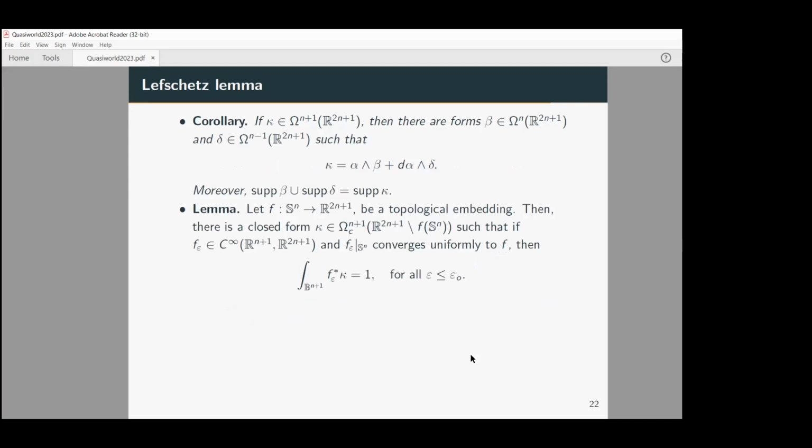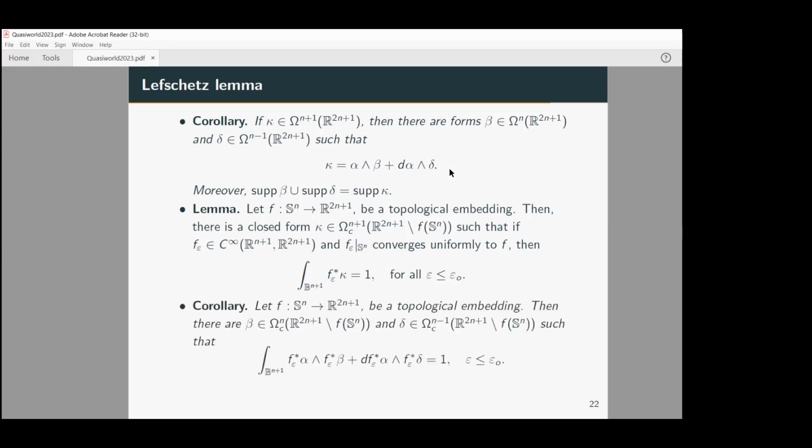And now, this is the topological lemma that I mentioned before: when you have a topological embedding of the sphere, then you can find an n+1 form with compact support away from the embedded sphere, such that for any smooth approximation, the pullback will eventually be equal to 1. And what we do, you can write kappa as alpha wedge beta plus d alpha wedge delta. And because the support of beta and delta is not bigger than that of kappa, if kappa had compact support in this set, beta and delta will have compact support in this set. So we write kappa as alpha wedge beta plus d alpha wedge delta, and then the pullback of kappa will be equal to that.